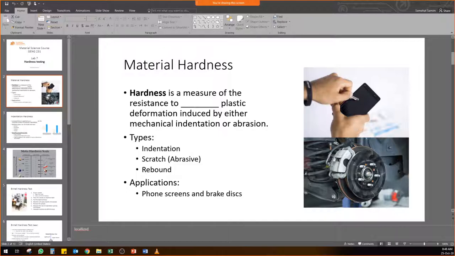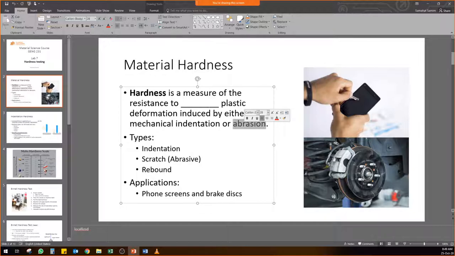That's why, in order to cut the glass for our houses, a diamond cutter is used. A diamond cutter is used to scratch the glass, and then if you pull it, it will cut the piece of glass out of it. So hardness, by scientific definition, is a measure of resistance to plastic deformation induced by either mechanical indentation or abrasion.